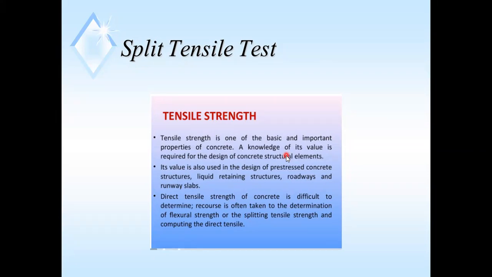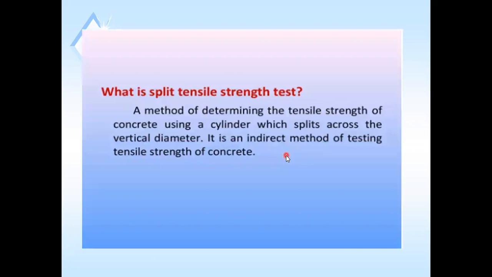As I told you, direct tensile strength of the concrete is difficult to determine. Definitely, it is very much difficult for us to determine the direct tensile strength of the concrete. But as I told you, we can measure the indirect tensile strength. How do we perform this experiment? What is that indirect tensile strength, or you also call it the split tensile strength? The name given is split tensile strength.